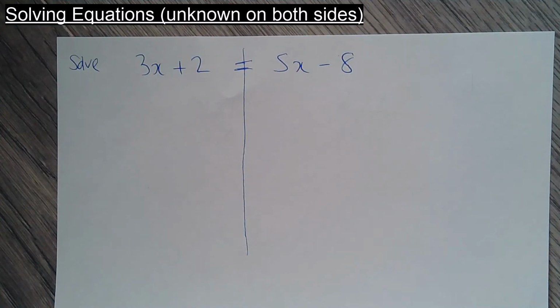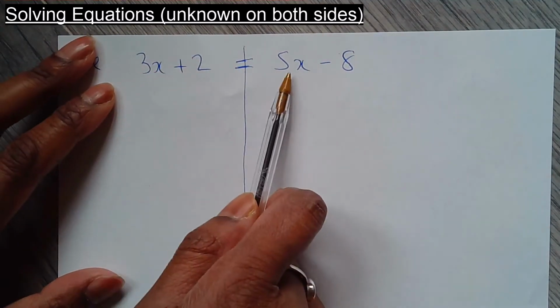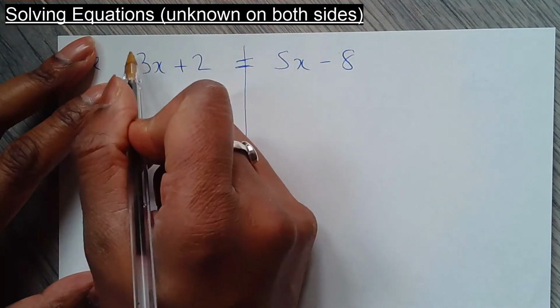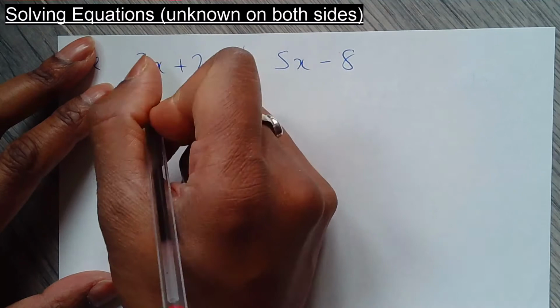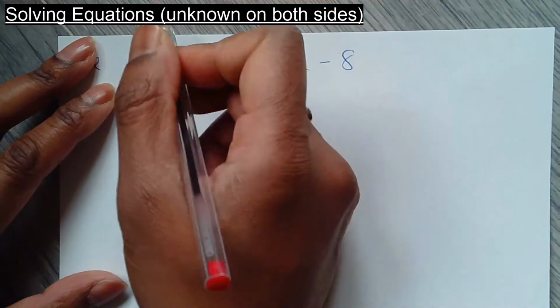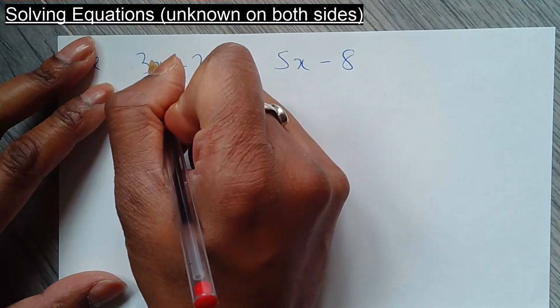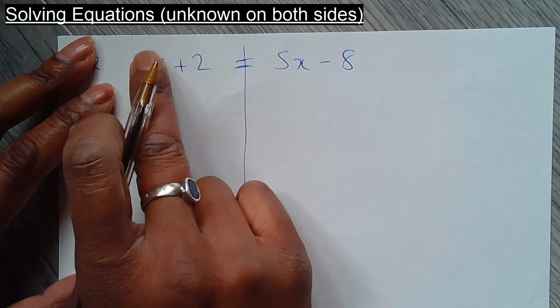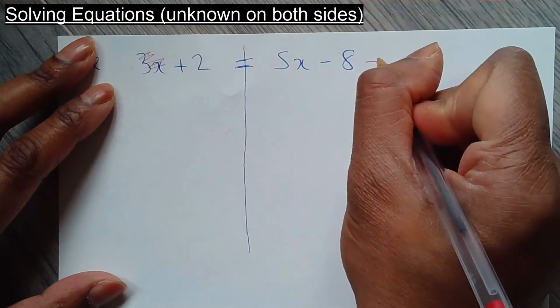So what I'm going to do is pick on the smallest x term. Rather than the 5x, pick on the smallest x term. Remember, that's a positive 3x. So to get rid of positive 3x, using the float and ping method, I'm going to take that positive 3x to the other side. It becomes a minus 3x.